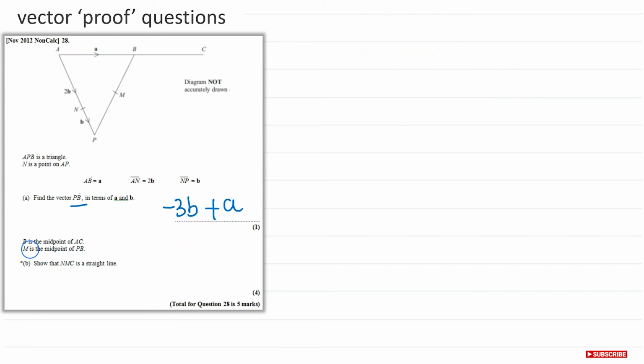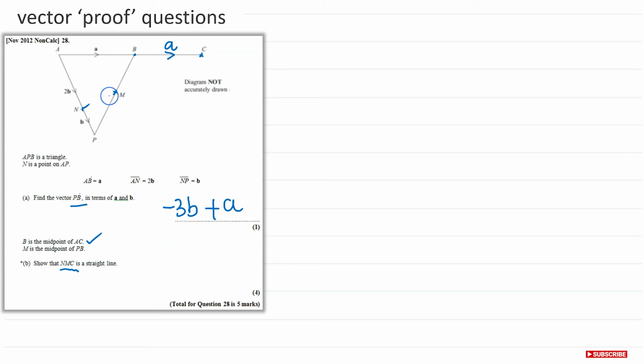Right, now we're told B is the midpoint of AC. So B is over here and AC is all the way there. What does that mean? Well, we're told AB is A, which means this vector BC is also going to be A. That's why you're given that information. We need to show that NMC is a straight line.